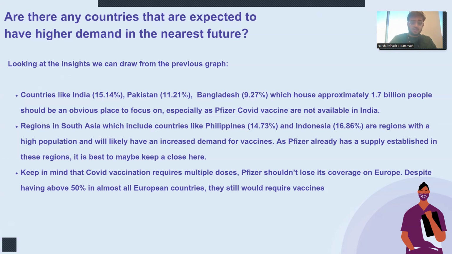Lastly, we should keep in mind that COVID vaccinations require multiple doses. Pfizer shouldn't lose its coverage in Europe. Despite having over 50% in almost all European countries, they still require vaccinations, and we shouldn't lose our supply there.